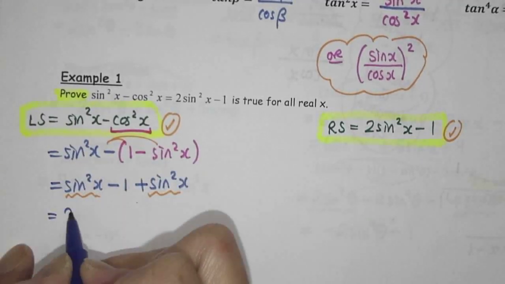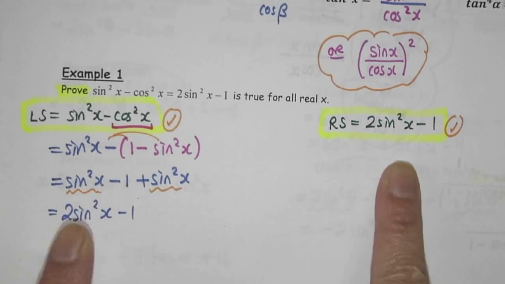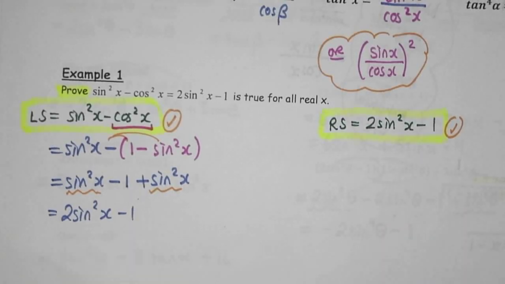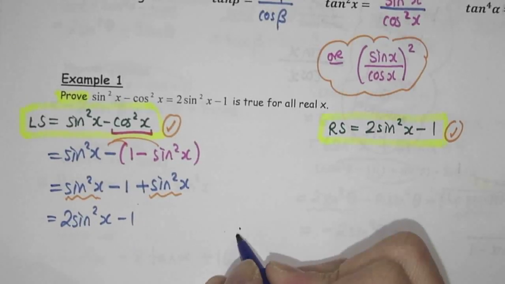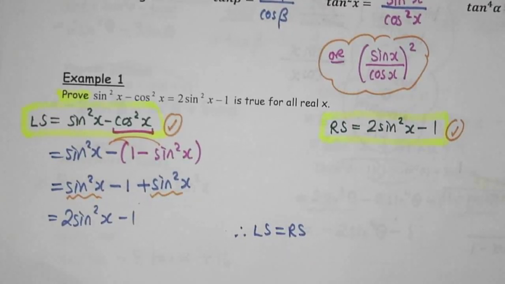Hold on. So 2 sine squared minus 1, are they the same? Are they identical? Does left side equal right side? Then you're going to say, therefore, left side equals right side. Done. We used to put QED.